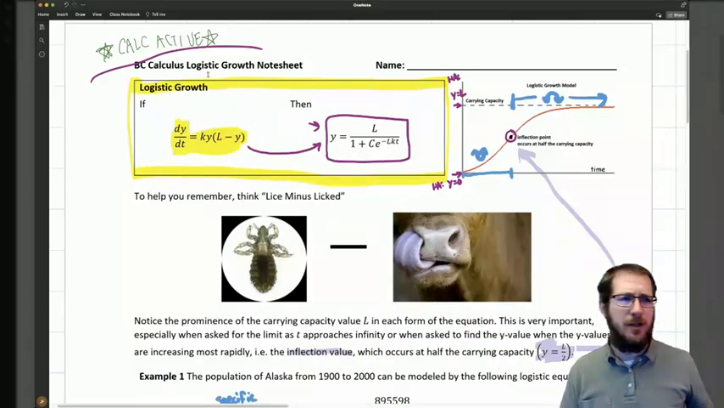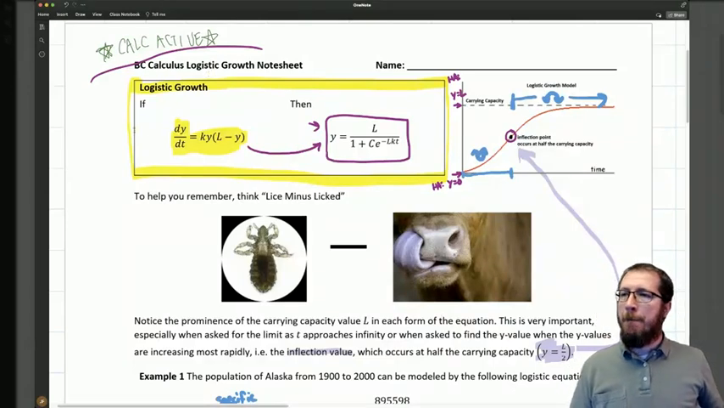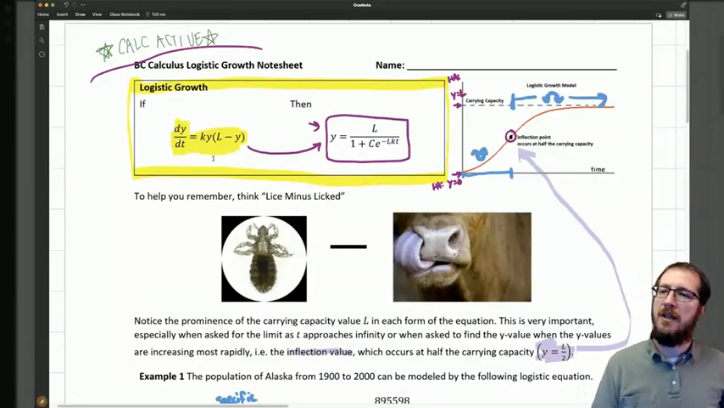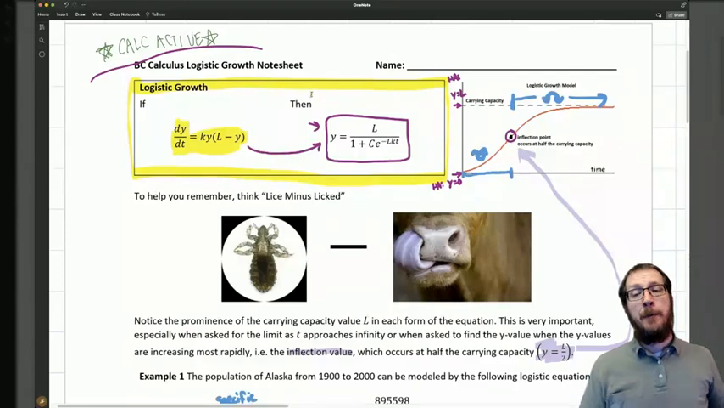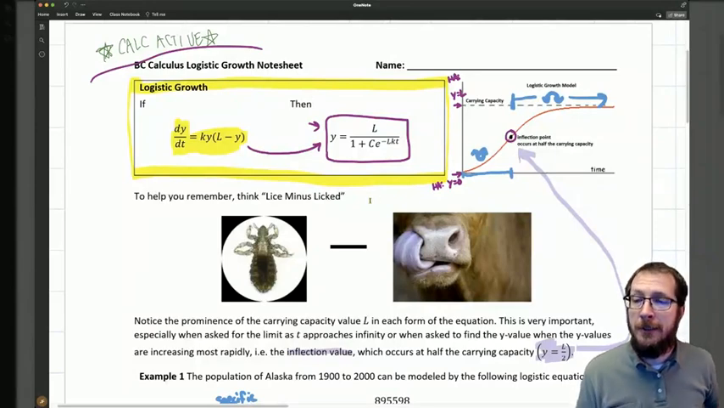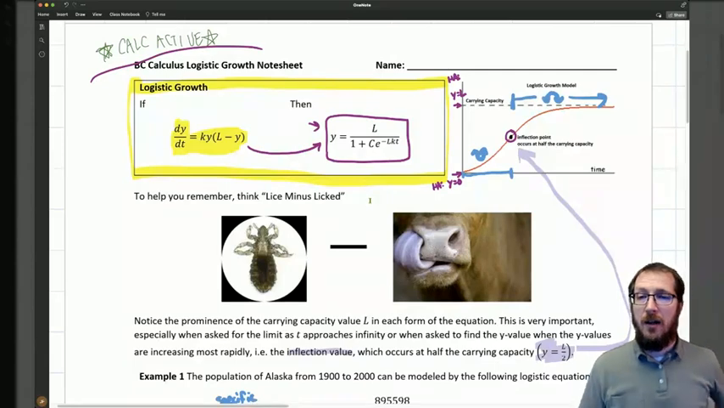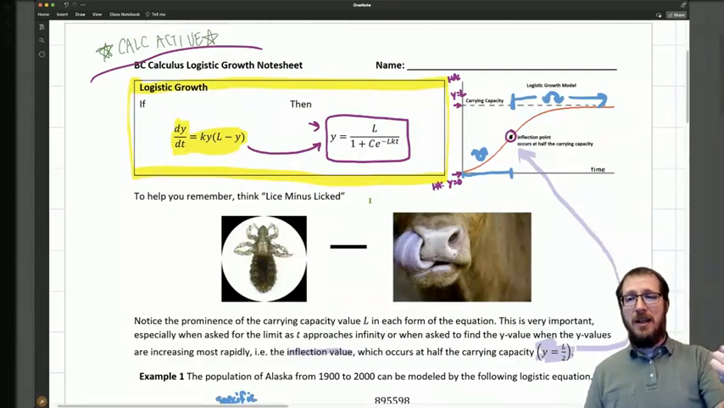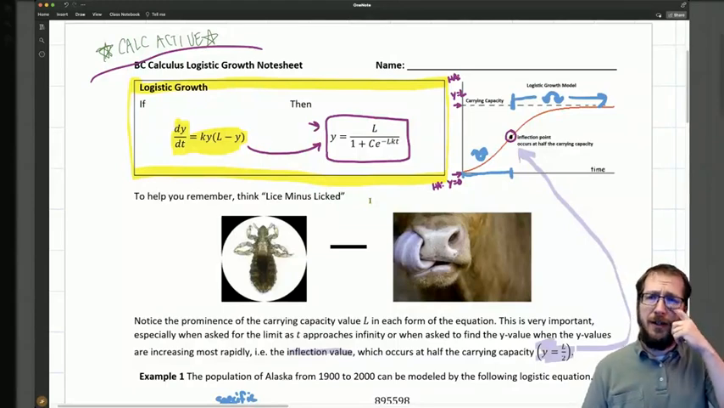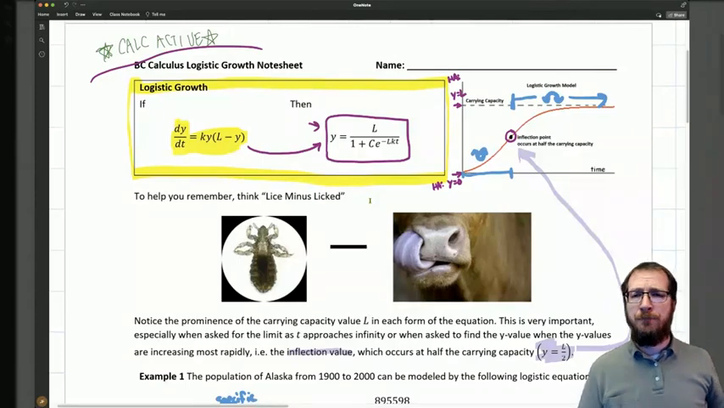So at the top of our notes here, we've got both of those. We've got the differential dy dt equals ky times big L minus y. And then we've got the equation solved for y, all right? The general solution, where we've got unknown L, C, and K values that, when we get a particular solution, are all going to be number values. All right, we've also got this visual over here.